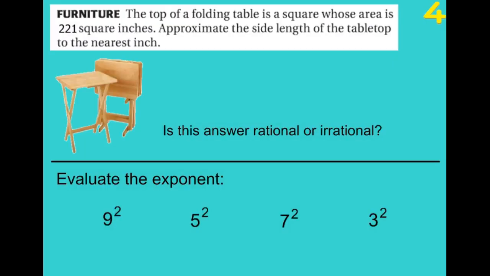All right, let's continue on. Here's a problem. It says the top of a folding table is a square, okay, that shape might be important, whose area is 221 square inches. Approximate the side length of the tabletop to the nearest inch. I made a mistake here. This should be 121 square inches. So if this is a square, the area is 121. We know the area of a square is just base times height. Well, if it's a square, we know those have to be the same, so it's really like x times x would be our area.